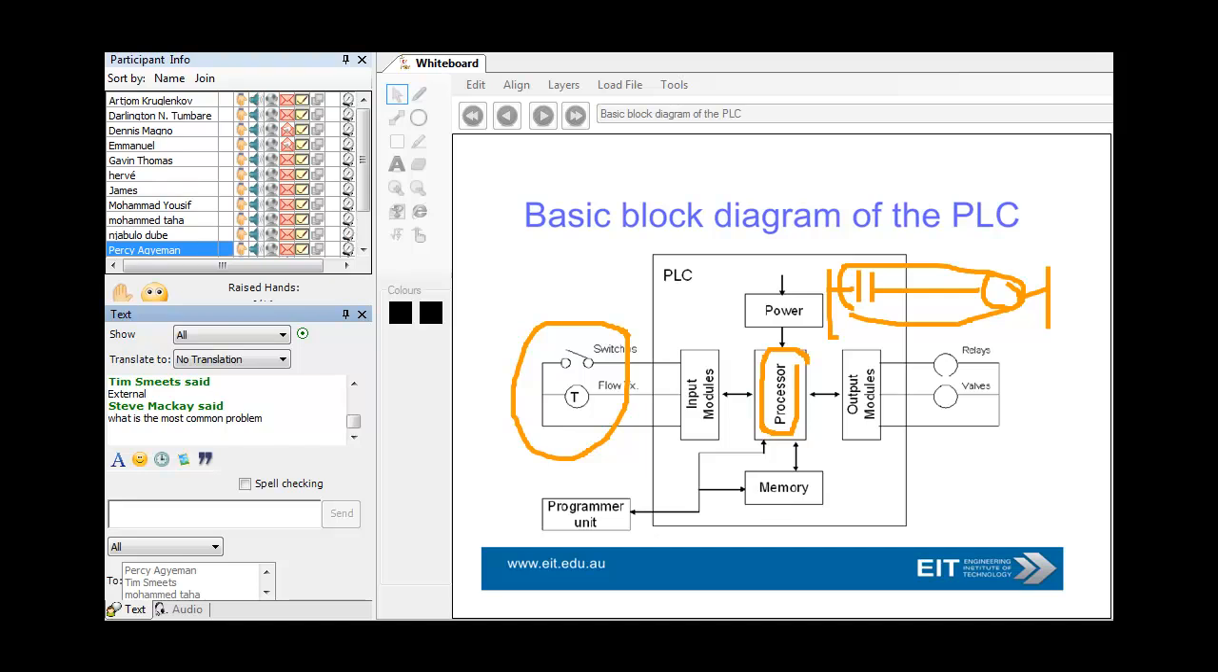And at the end of the scan, output to your relays, valves, digital outputs, or whatever. So that's the thing. And then again, the beginning of the scan starts again.